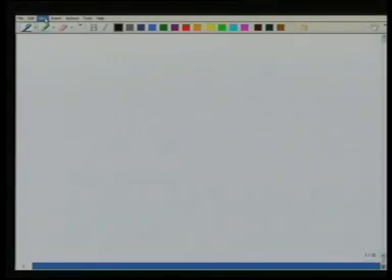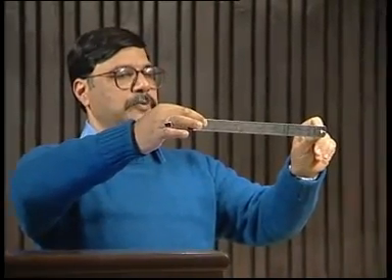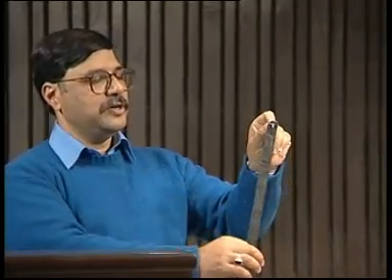For example, let me show you. I will take this scale and hold it in a horizontal position like this and leave it. What I would like to know is, when it reaches here, ignoring friction, what is its angular speed?